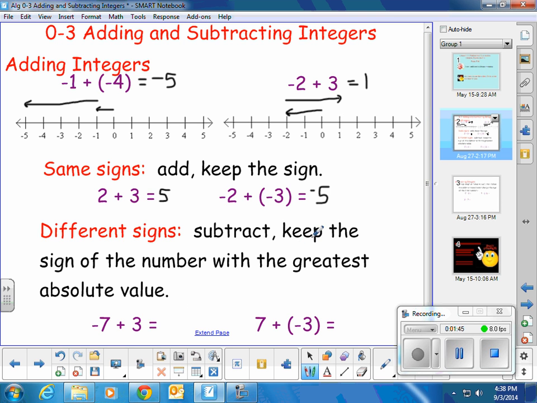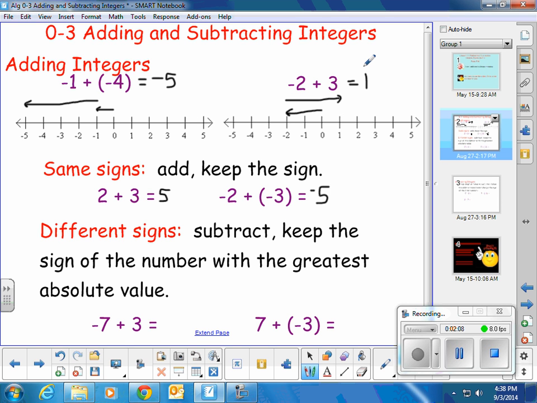If our two signs are different, like in this example up here, you're not going to add the two numbers, you're actually going to subtract them. The big one minus the small one. 3 minus 2 is 1. And then you're going to take the sign of the number with the greatest absolute value. The absolute value of a number, remember, is the distance it is from 0.